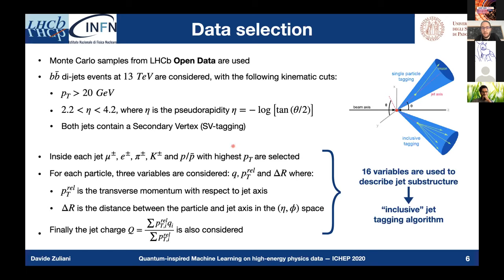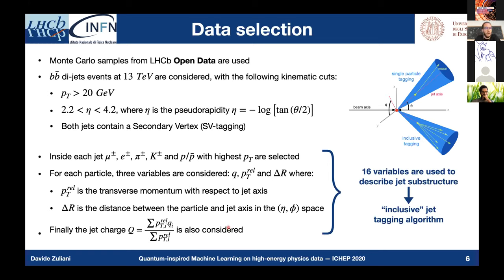And we applied some kinematic cuts on the transverse momentum and on the pseudorapidity, and we require both jets to contain a secondary vertex, the so-called SV tagging. Inside each jet, we select these particles, so muons, electrons, pions, kaons, and protons, and we select the ones with the highest transverse momentum. For each of these particles, we select three variables: the charge Q, the transverse momentum relative to the jet axis, and the distance between the particle and the jet axis in the eta-phi space.